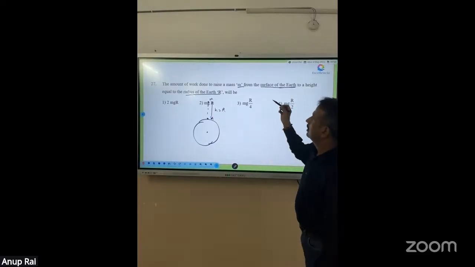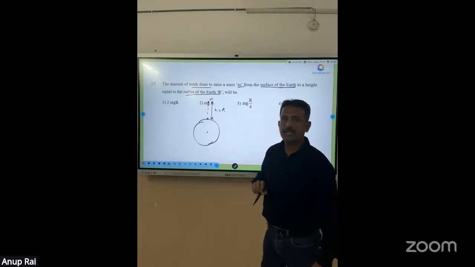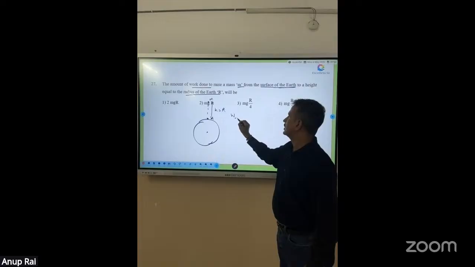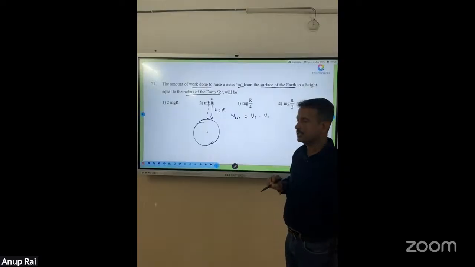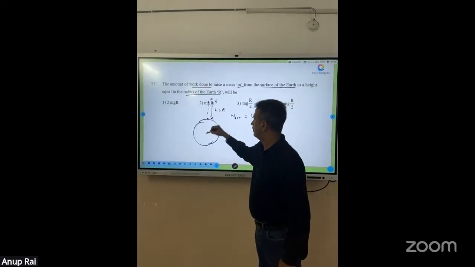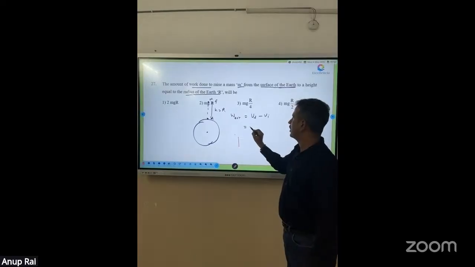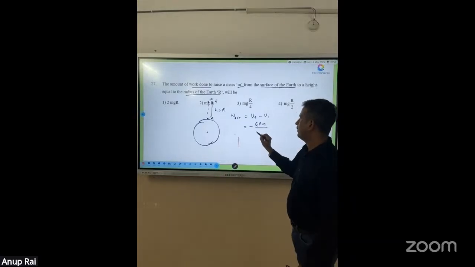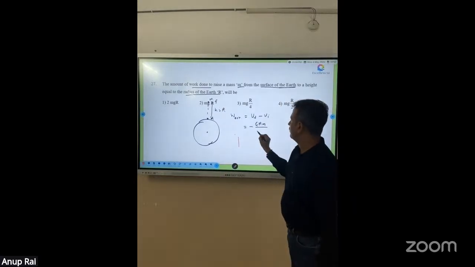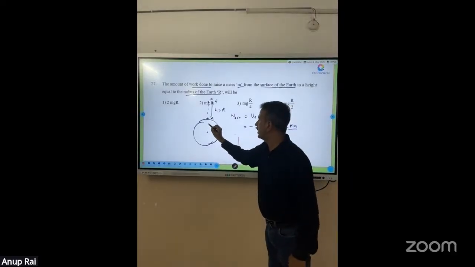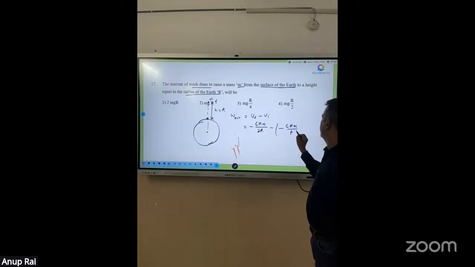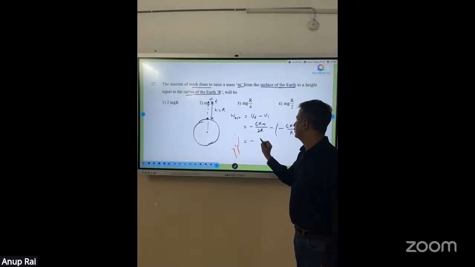They are asking for the amount of work done by the external agent. We know that work done by the external agent is equal to final potential energy minus initial potential energy. This is the final configuration, mass and earth. So it's going to be, we know the formula, minus G times mass of earth M, small m is the mass of the body, and the total distance from the center is 2R, minus of U initial, which is going to be minus GMm. Initially the mass was here at a distance R from the center.